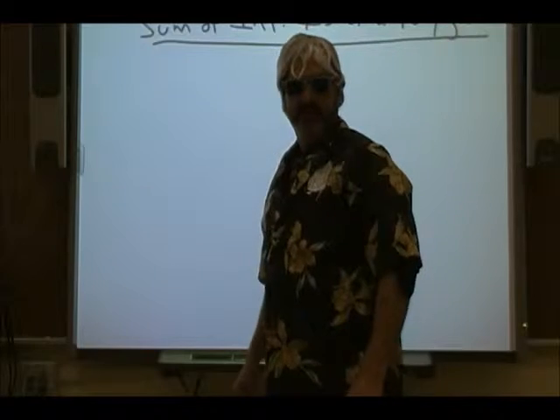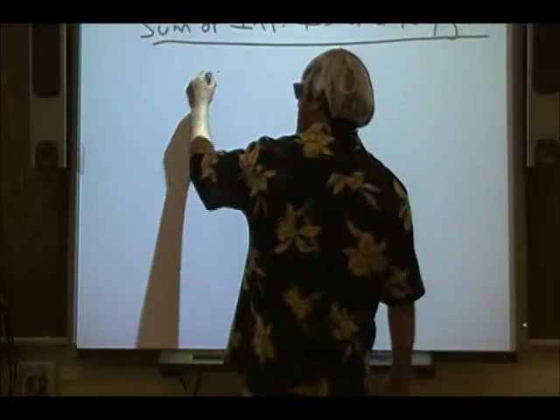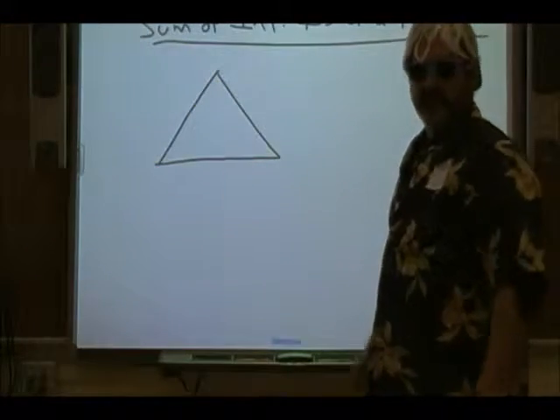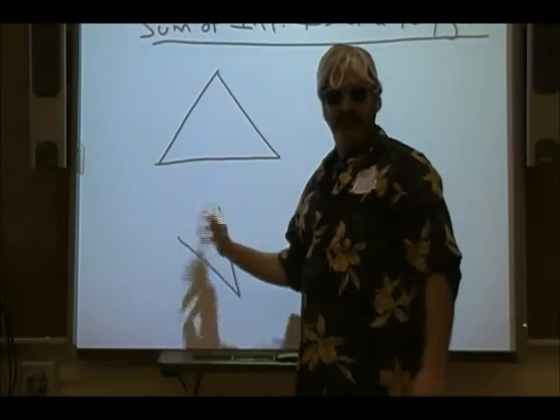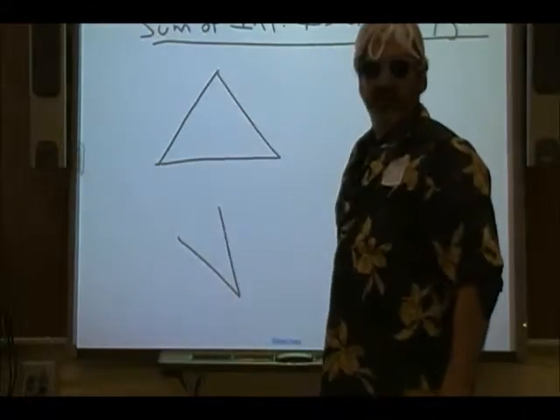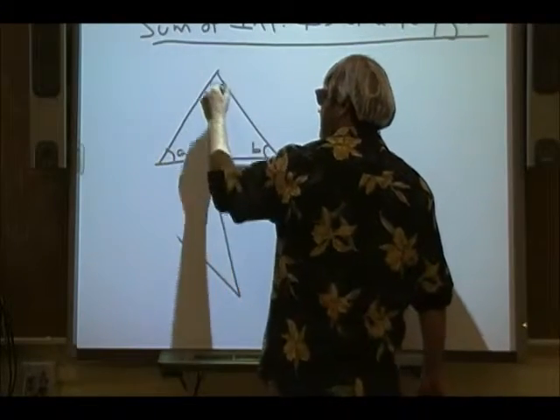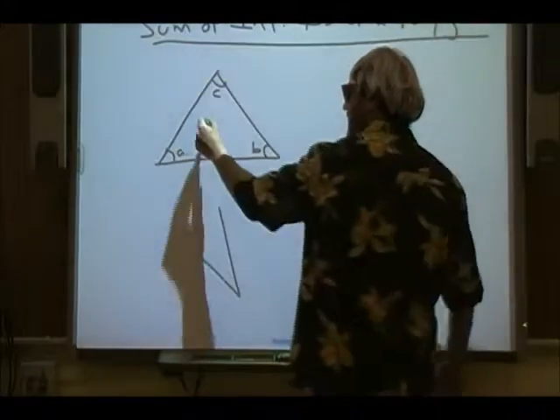Okay, well anyway, just to review, a polygon is a closed figure made of line segments. And the least amount of line segments you can use is a triangle. Because if I use just two segments, then this is open. Okay? So the triangle is the first one. And the sum of the angles, if I call these A, B, and C, the sum of the angles is 180 degrees.